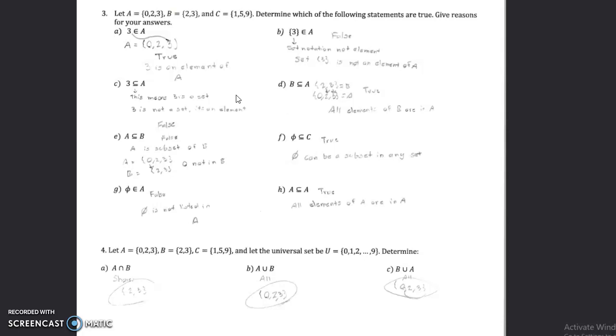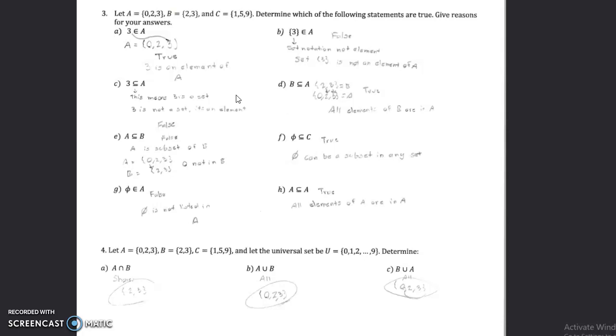Move on to F. That notation with the circle and the line slash through it is actually the null set, which means there's nothing in it. It's technically true that nothing in the null set is missing from C, so we can say that the null set is a subset of any set. It could even fit into A and B, so it is true.